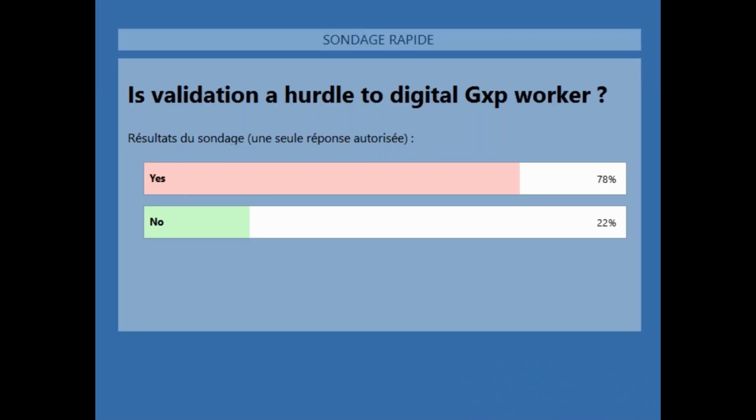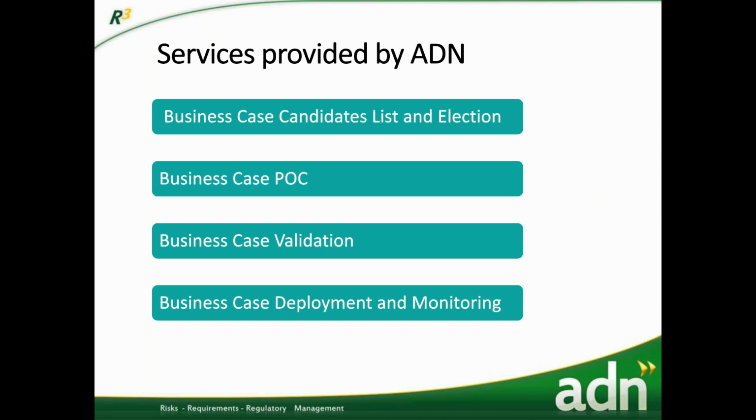Okay. So, is validation a hurdle to digital GXP work? And the response is yes. Okay. So it's not surprising, because, as Cyril explained, the technology change implies a change in terms of validation approach.